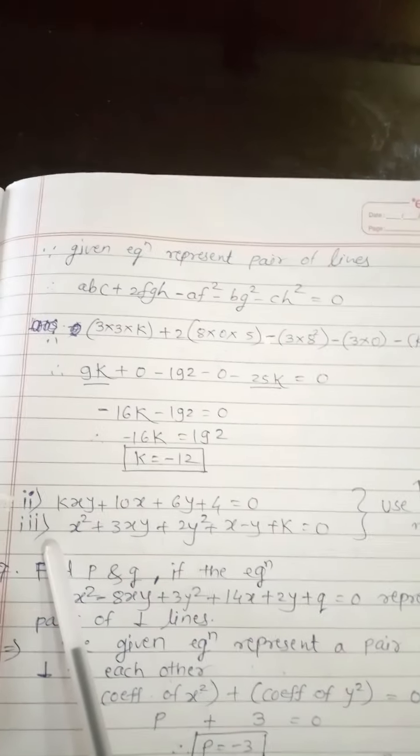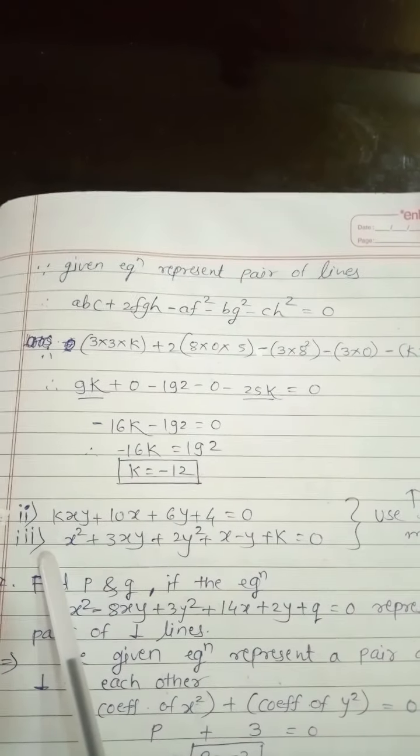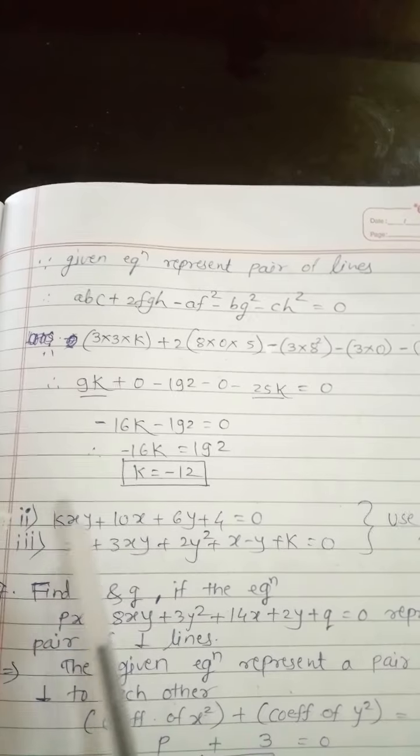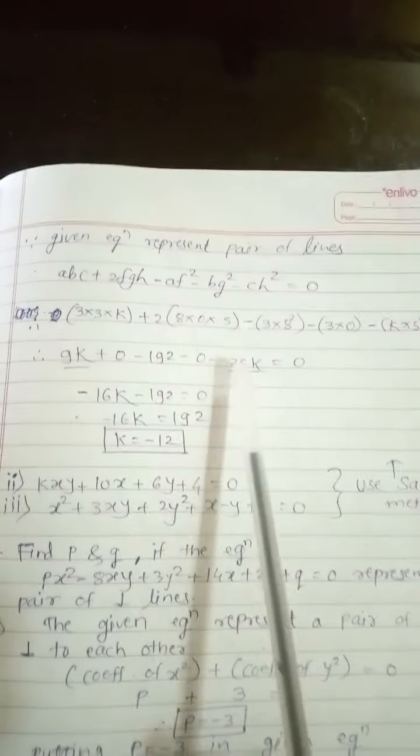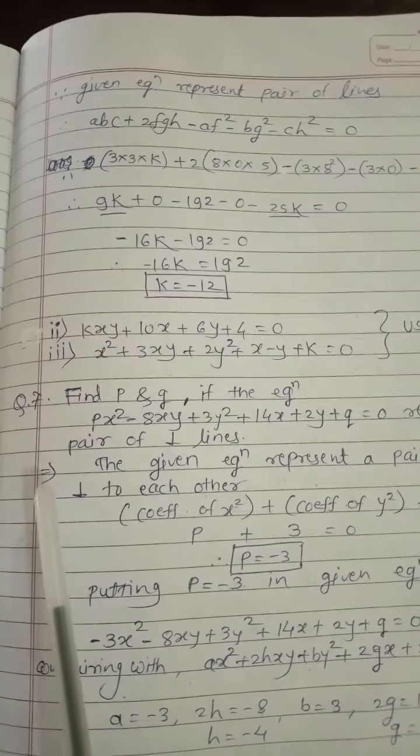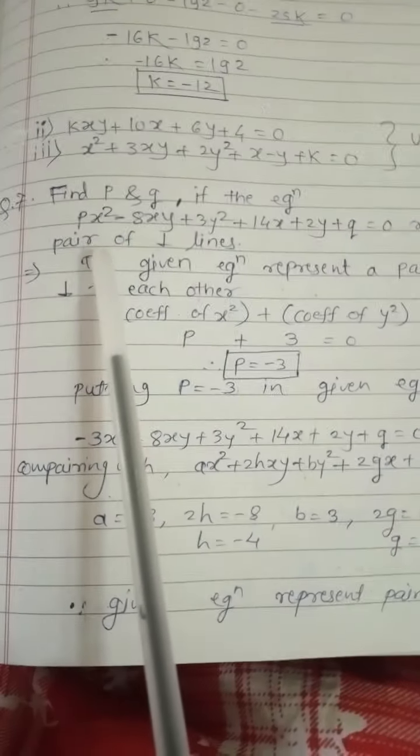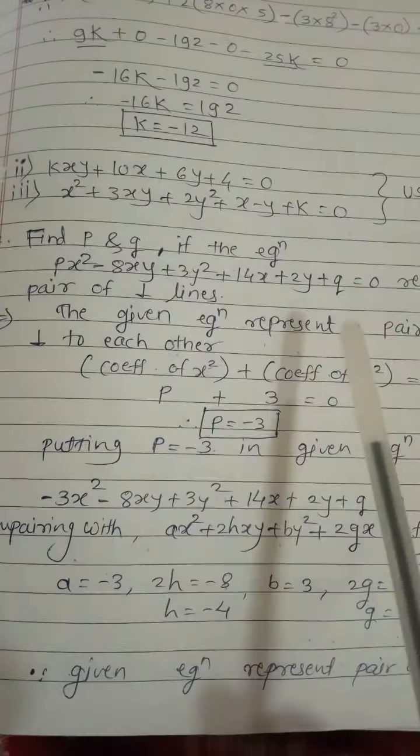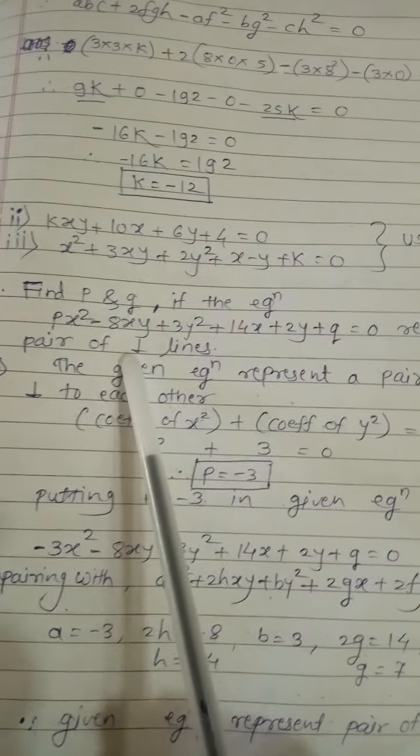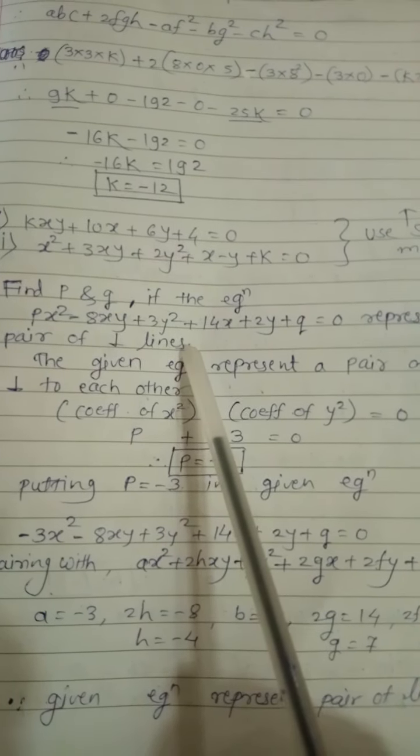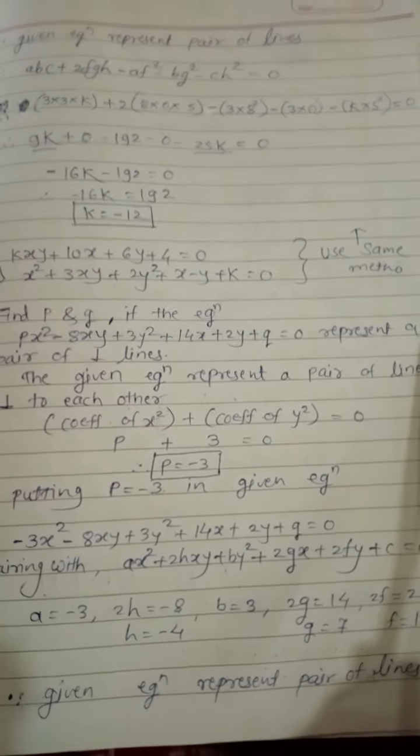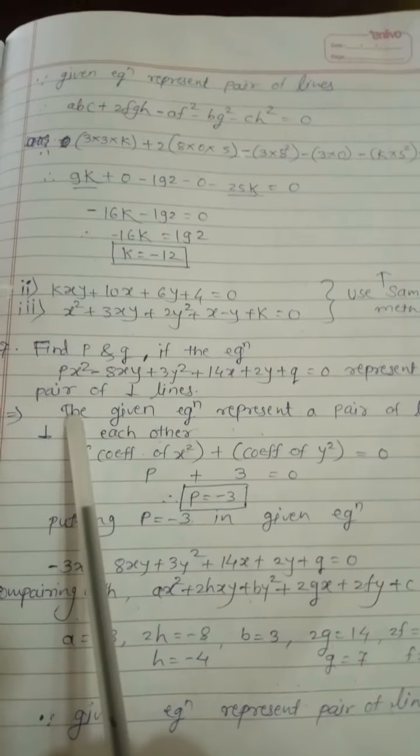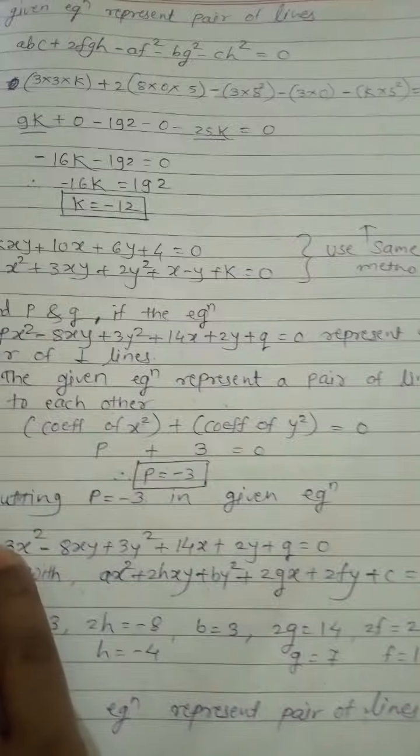Now the second and third examples from question number 6, you have to solve by the same method. Now we are going to start with question number 7. Find p and q if the equation px square minus 8xy plus 3y square plus 14x plus 2y plus q is equal to 0 represents a pair of perpendicular lines.